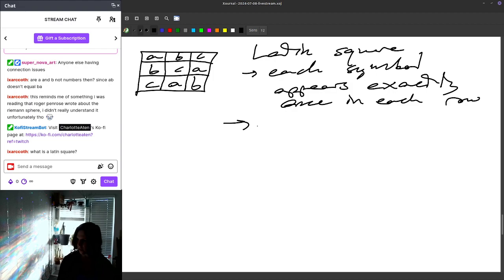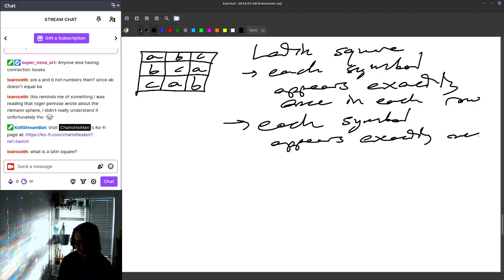And each symbol appears exactly once in each column. So that's what a Latin square or a complete Latin square is, where this is all filled in. Here I showed you a 3 by 3 one, and there are bigger ones as well, and there are smaller ones, although the smaller ones are maybe not as exciting. But yeah, that's what a Latin square is.